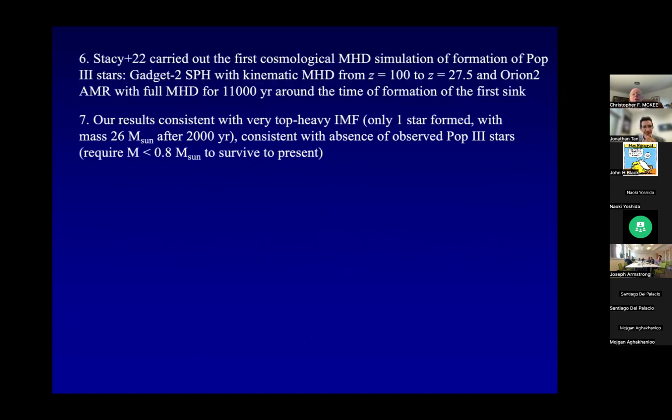So we carried out the first cosmological MHD simulation of the formation of the population 3 stars, combining the Gadget 2 SPH with kinematic MHD from redshift of 100 to 27.5. And then an Orion adaptive mesh refinement simulation with full MHD for 11,000 years around the time of formation of the first sink. And our results are consistent with a very top-heavy IMF. Only 1 star formed with a mass of 26 solar masses after 2,000 years, consistent with the absence of observed population 3 stars.